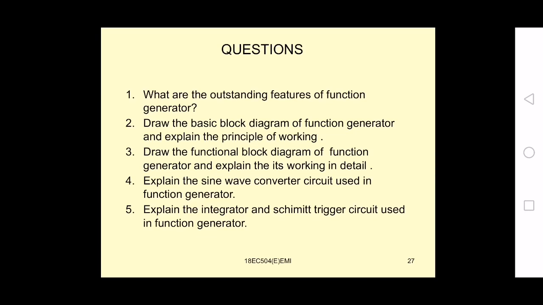So these are the different questions that are asked on this topic. What are the outstanding features of a function generator? Draw the block diagram of a function generator and explain the principle of working. This second question is asked for 3 marks, and the third question, draw the functional block diagram of a function generator and explain its working in detail, is for 5 marks. And explain the sine wave converter circuit used in a function generator. It will be asked for 3 marks.